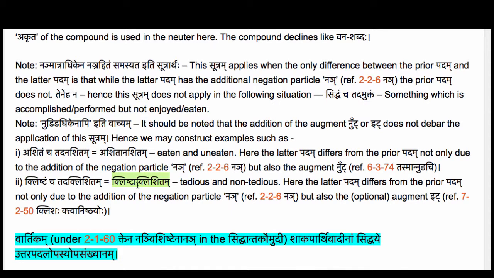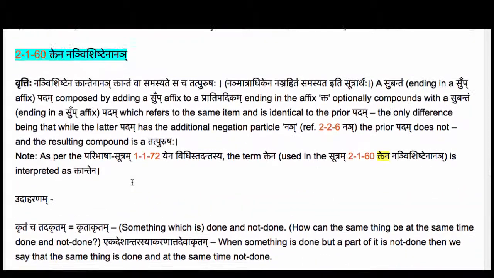Now does this mean that 2-1-60 cannot be used because of the additional difference of the augment it being present in the uttarapadam? The answer is no. The vartikam says nut it adhikena api. The addition of the augment nut or it does not debar the application of this sutram 2-1-60. So the compound ashita anashitam as well as klishta klishitam can be constructed using this sutram 2-1-60. Ktena nyai vishishtena nany.